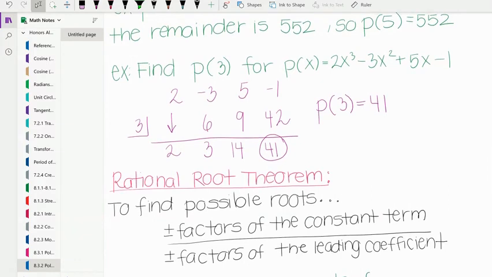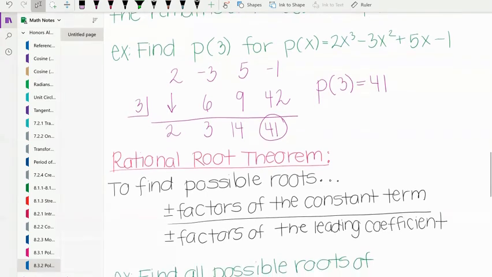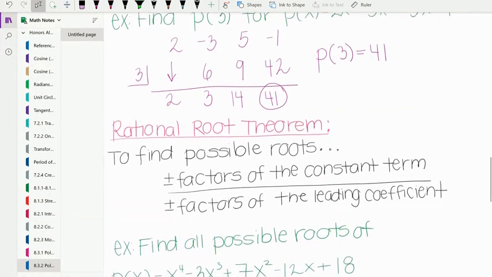But if I give you an x to the 5th degree polynomial and I want you to find all of the roots, it gets a little tricky. When I give you one root, it will at least help, but next section, you're going to be given no roots. So the rational root theorem helps narrow down the possible roots. It states that the possible roots of a polynomial are the factors of the constant term divided by the factors of the leading coefficient.